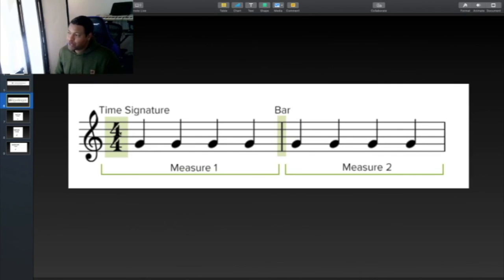All right, so here we have the time signature and basically the measures. The measures are the space in between the bar lines. Here we have 2 measures. Okay, so this is about time signature and measures.